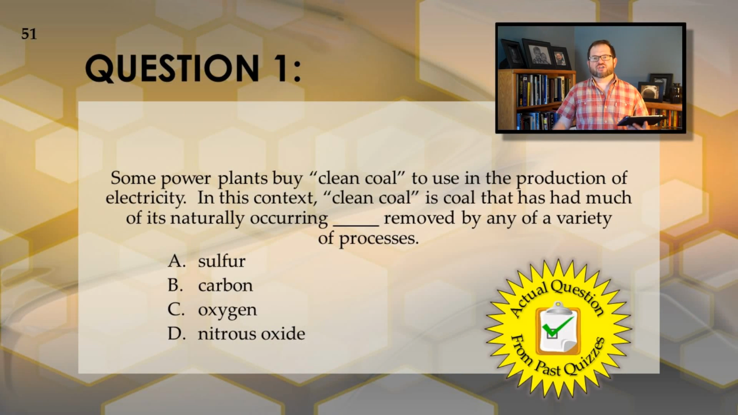Now, before we finish up this module, let me just ask you 6 quick questions about what we've learned today. Question 1. Some power plants buy clean coal to use in the production of electricity. In this context, clean coal is coal that has much of its naturally occurring blank removed by any of a variety of processes. Is that sulfur, carbon, oxygen, or nitrous oxide? What are they removing when they clean coal before they even put it at the power plant? There's places that clean coal and then they sell it to the power plant. Make a choice from those 4 options and get a little feedback before you move on to question 2.